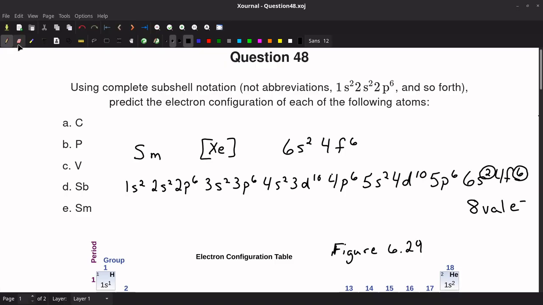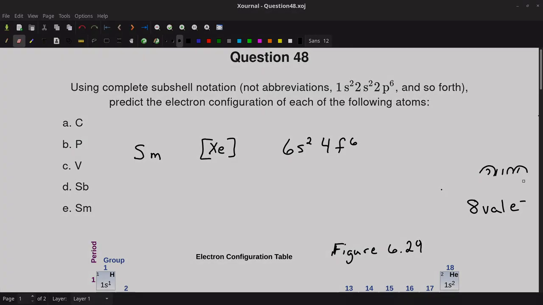And that's pretty much it. That's how we're going to use this table to be able to get the electron configuration for a ground state species.